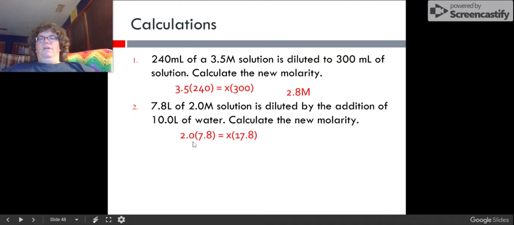Here we have molarity 1, the initial molarity 2.0, times the initial volume 7.8 is equal to, here's my x for my new molarity that I don't know, times my second volume, which is 17.8. Remember I said you have to add these two together, 10 plus 7.8, because we're adding that much water. When you work that problem through, you get 0.88 moles per liter is my new concentration. So I went from 2 down to 0.88. My concentration got less because my volume went up.